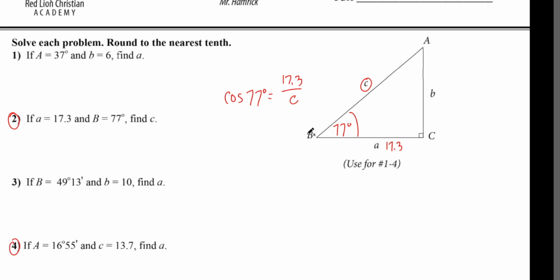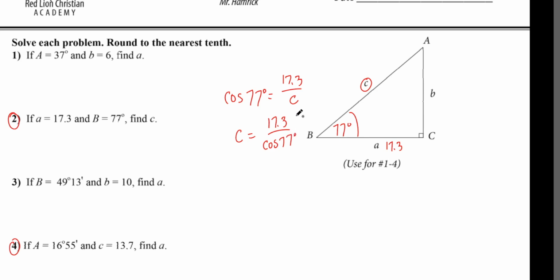We've got to do a little math. You should be able to do this in your head at this point. Look where C is. It's on the bottom, isn't it? We don't want it on the bottom. Where do we want it? On the top. So I'm going to multiply both sides by C, put it over here, and then I got to get rid of that cosine of 77. We're not taking the inverse of it, because the cosine of 77 is just a number. So I divide. That's right. So C goes up here, cosine of 77 goes under here, so it's 17.3 over the cosine of 77 degrees.